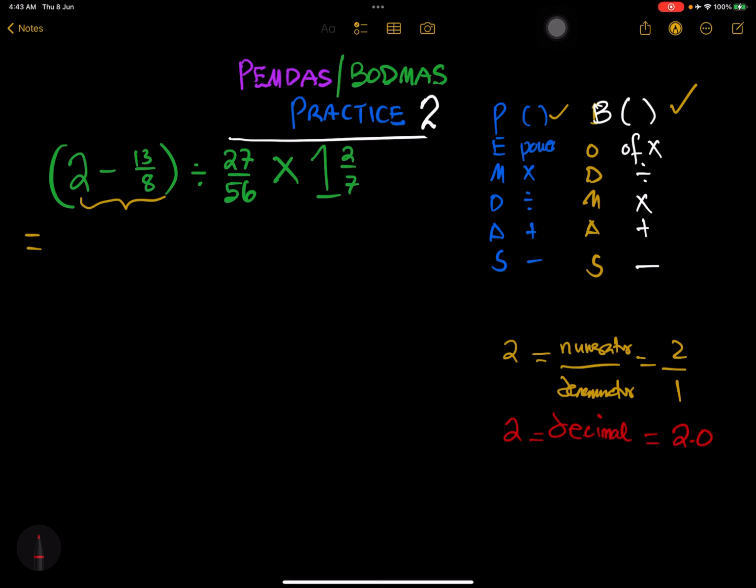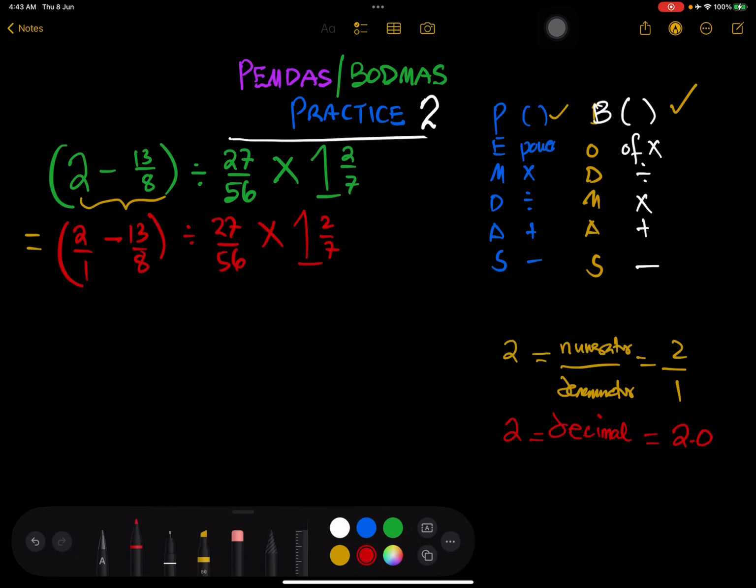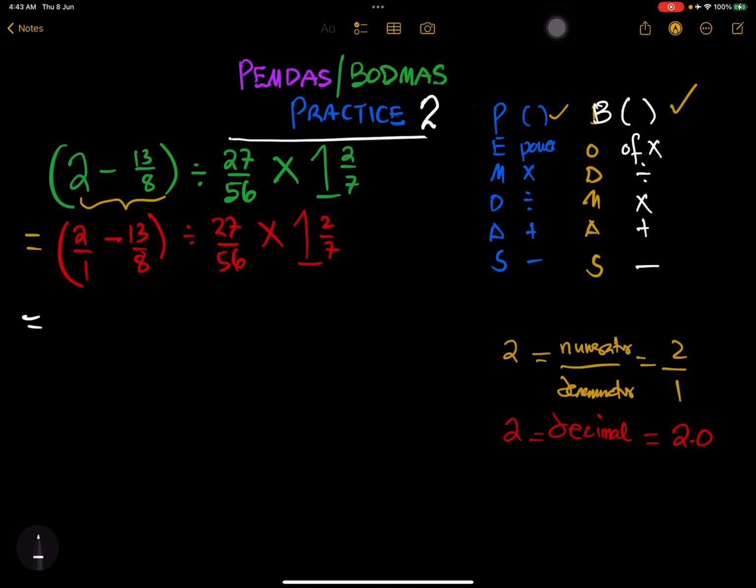So based on that, we can rewrite this 2 as a fraction so that it will look the same as the 13 over 8. So we're going to have 2 divided by 1 minus 13 over 8. And then we're going to continue, divided by 27 over 56, multiplied by one whole number. Now we can change this, or let's keep it as it is, 2 divided by 7. Now we can come and solve this problem.